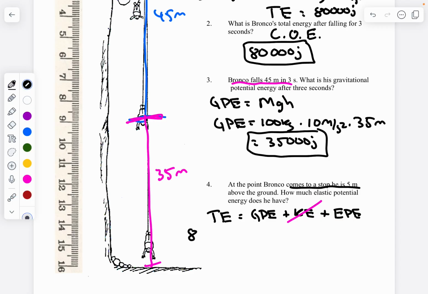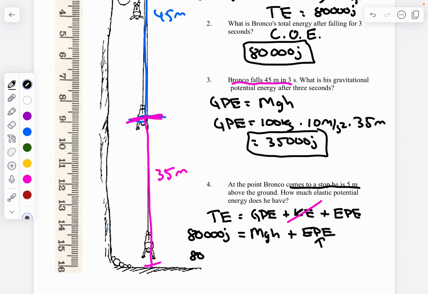We know the total energy at the beginning was 80,000 joules. That means at the end, it's 80,000 joules. Gravitational potential energy is going to be mgh, and elastic is going to be what's left over. So we don't know the elastic. We're going to find it. That's what we want. That's the end game here.